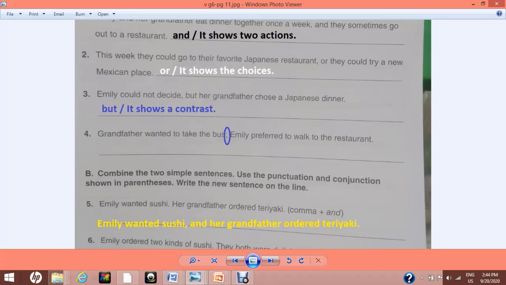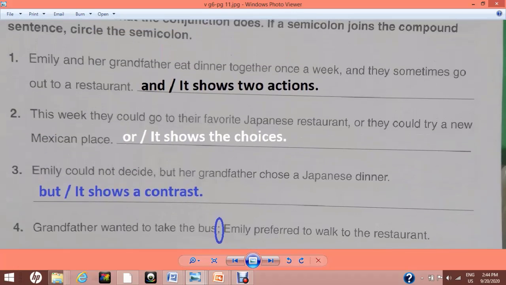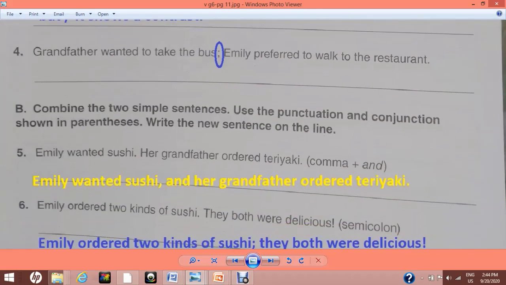Number four sentence, grandfather wanted to take the bus; Emily preferred to walk to the restaurant. Now that is a compound sentence. There is no conjunction. Rather, two clauses have been linked with each other with a semicolon. So according to the question, we have to circle a semicolon. So do the same as I have done.